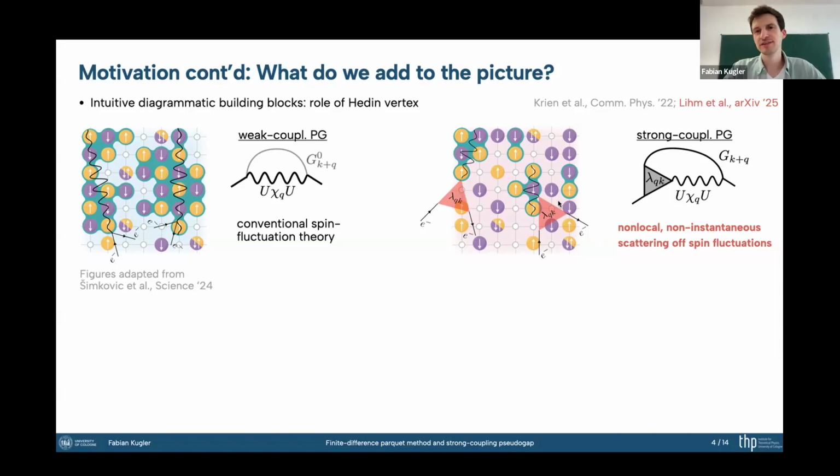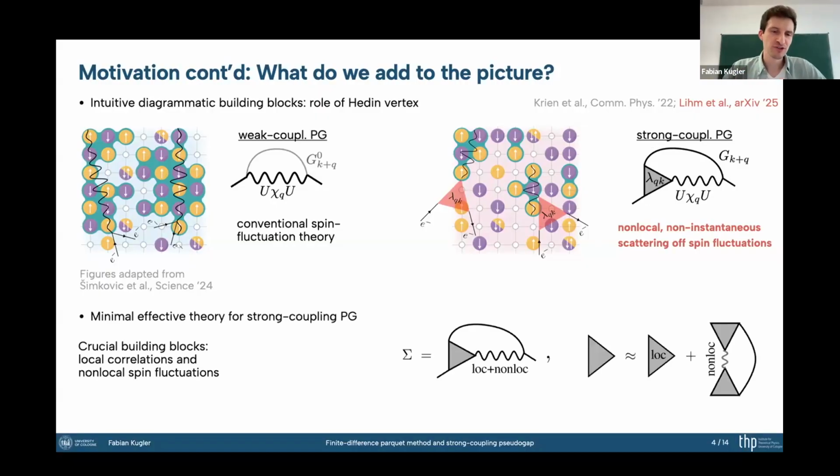So diagrammatically, this means that this wiggly line here, the magnetic susceptibility, is not the only key player. Now we are at strong coupling, so we need a renormalized propagator and, importantly, a renormalized Hedin vertex. And then as we elucidate the role of these diagrammatic building blocks, we can also ask, what are the minimal ingredients? Let's reduce all the non-essentials.